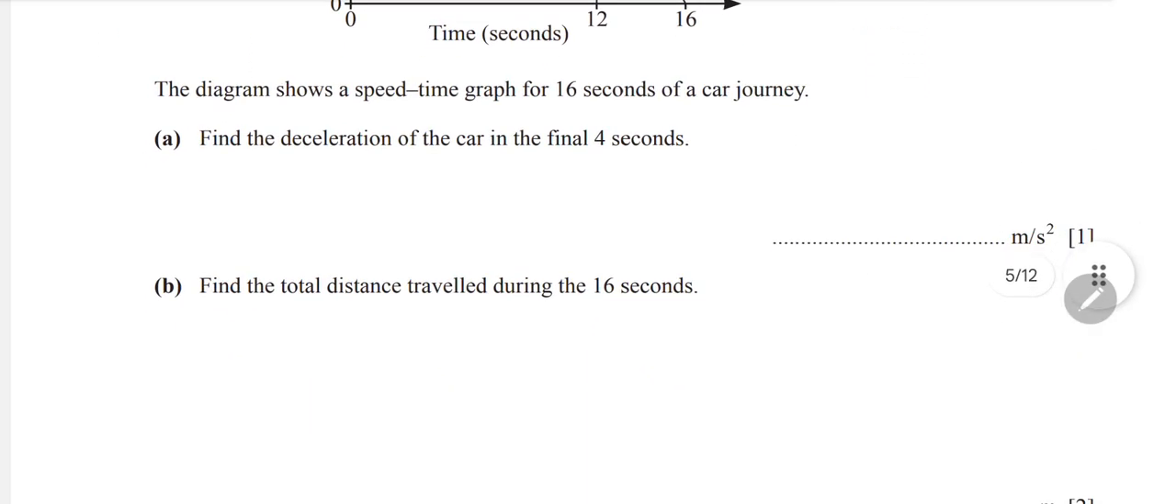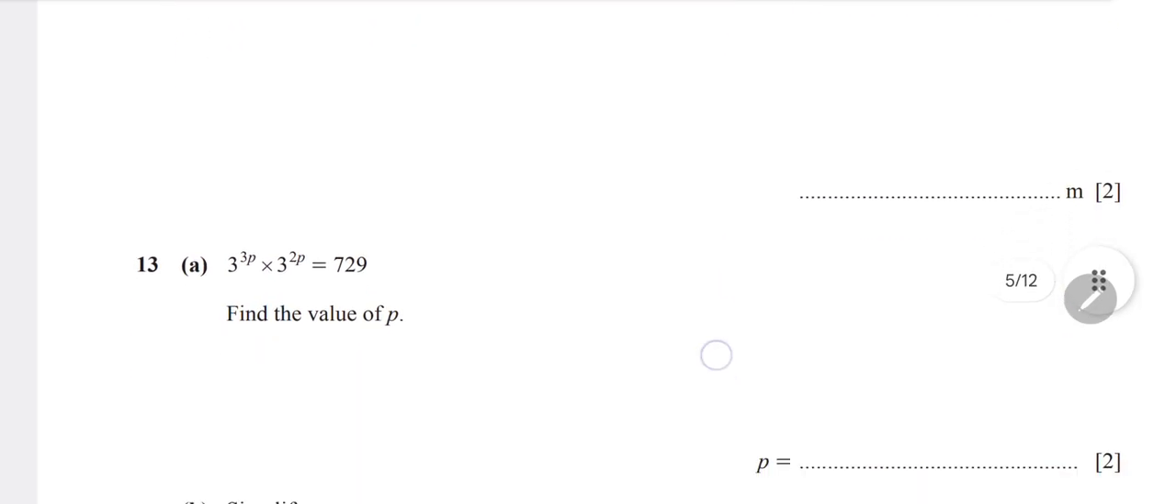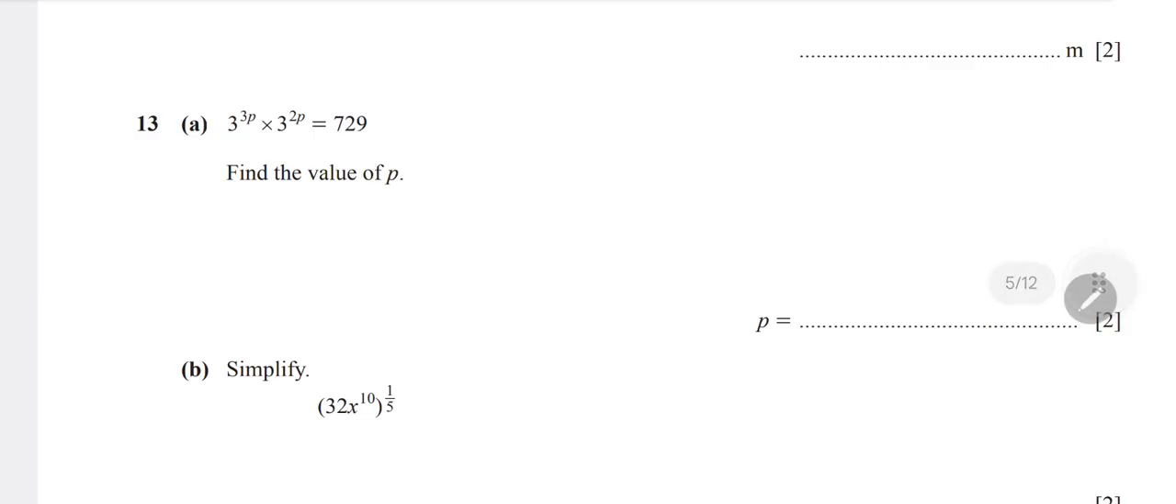We can write down here as 140 meter. It means 140 meter covered in 16 seconds. Okay, now move to the next question. In the next question it is given 3 raised to 3p multiplied by 3 raised to 2p is equal to 729. We need to find the value of p.